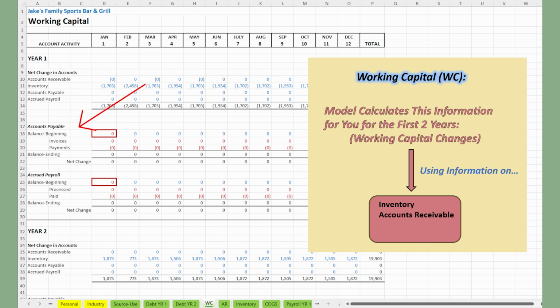Here are the changes for accounts payable, invoices processed, and payments made. Here are the changes for accrued payroll, payroll processed, and accrued payroll eventually that got paid during the period.